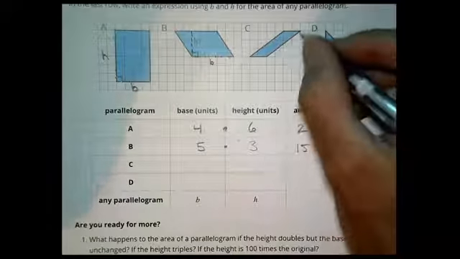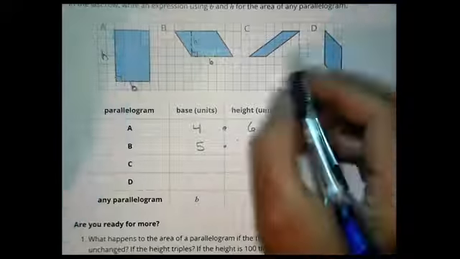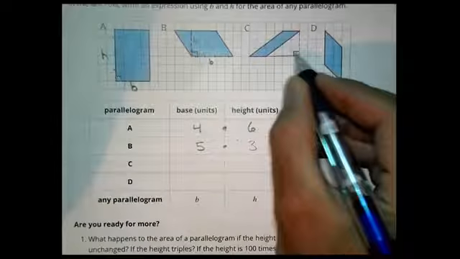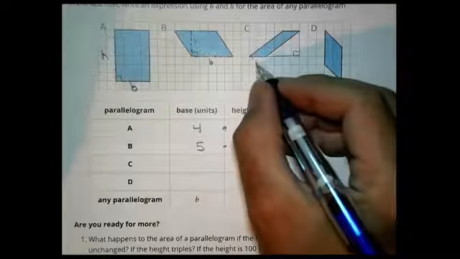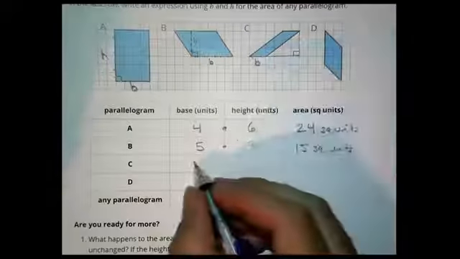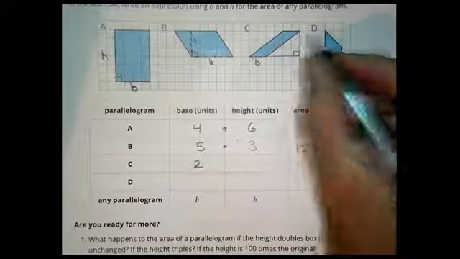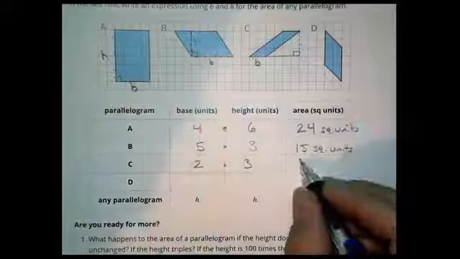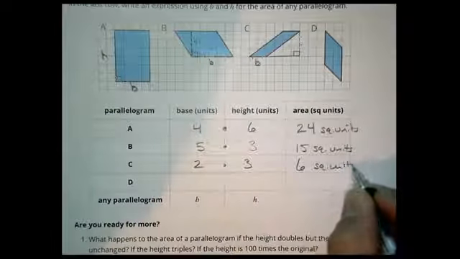For C, same idea, right? We can go ahead and draw a height outside. We can extend the base and draw a 90-degree angle. So what's our base? 1, 2, that's our base. So our base is 2. What's our height? 1, 2, 3. And 2 times 3 gives you an area of 6 square units.